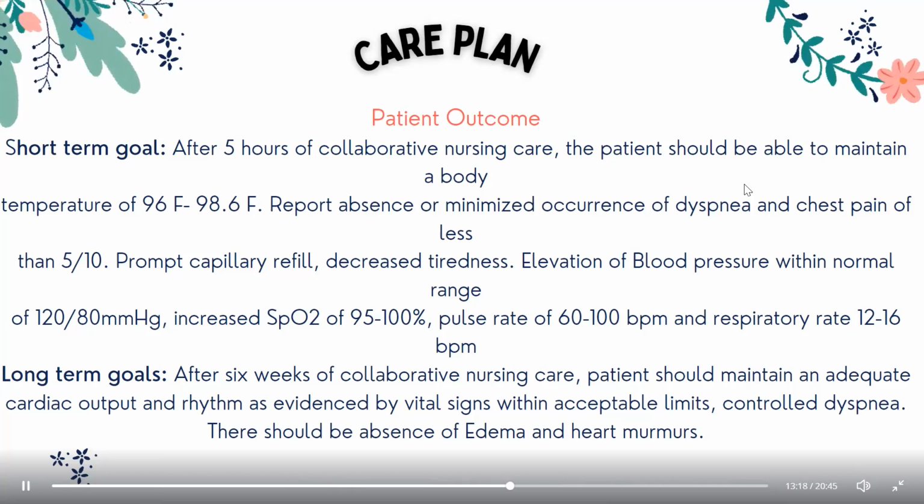Increase oxygen saturation of 95 to 100%. Pulse rate of 60 to 100 beats per minute and respiratory rate of 12 to 16 breaths per minute. Long-term goals. After 6 weeks of collaborative nursing care, patients should maintain an adequate cardiac output and rhythm as evidenced by vital signs within acceptable limits, control dyspnea. There should be absence of edema and heart murmurs.